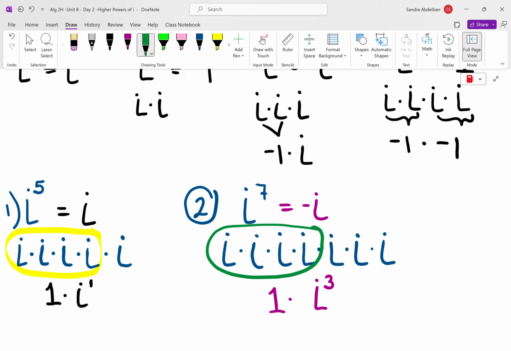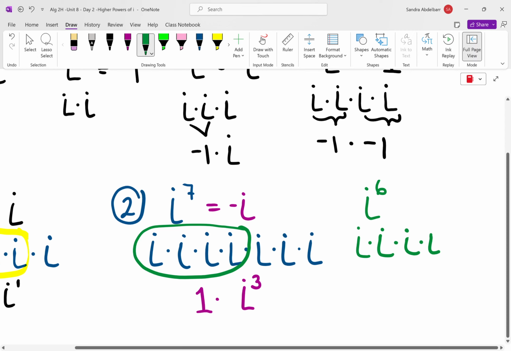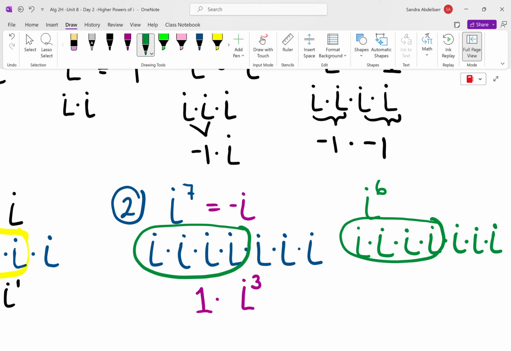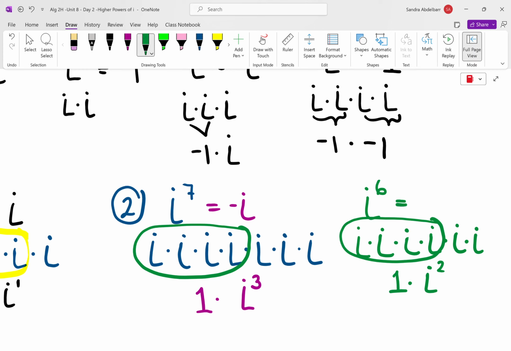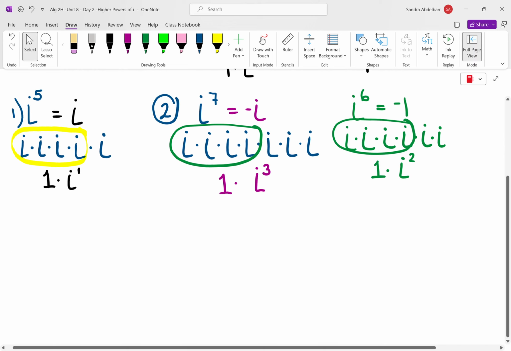Okay, what about i to the sixth? i to the sixth is 6 i's multiplied together. And then we look for a group of 4. Oh, I made too many i's, one too many. So then this is 1 times i squared, which is -1. What are we doing? Taking out the 4. Good, we're trying to find groups of 4.